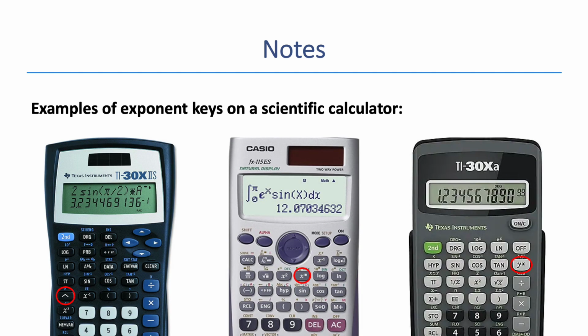In this lesson, we will be going over examples that require us to use the exponent key on our calculator. Different scientific calculators notate the exponent key in different ways. Here are 3 examples. The first calculator shows that the exponent key is an upward facing arrow sign.